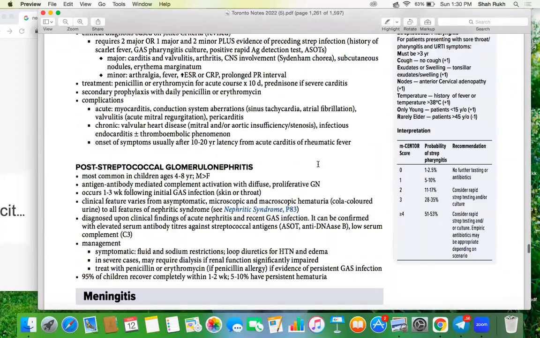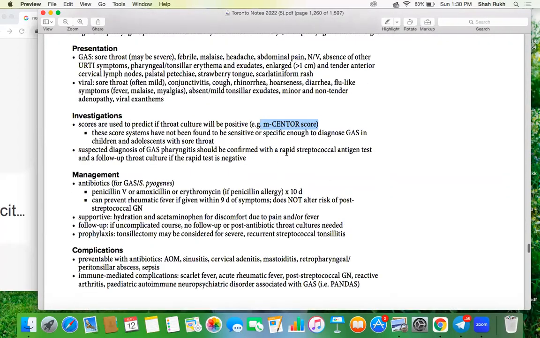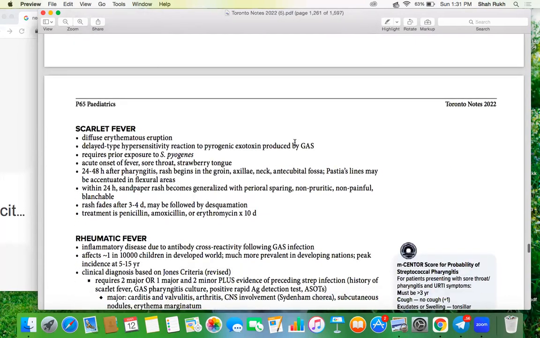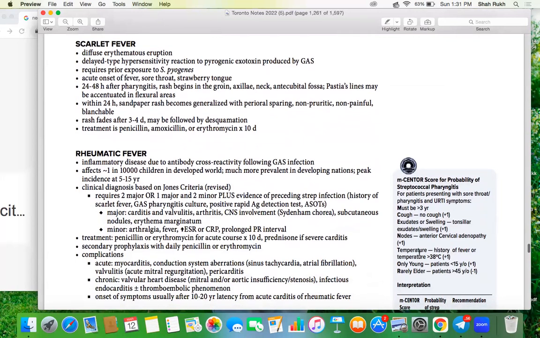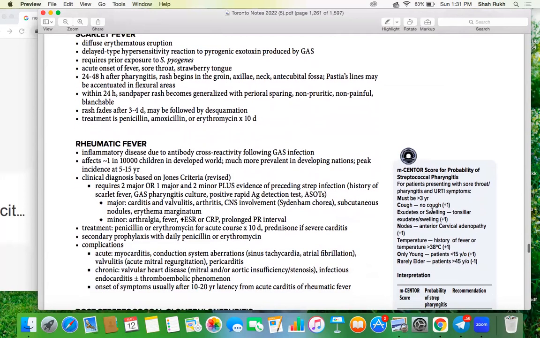I think it's not written here. It's written in the family medicine, so you can read which one is the Centor score. It's here, I think. The Centor score is basically for streptococcal pharyngitis in a patient presenting with sore throat, pharyngitis, and upper respiratory tract infection. So you have to put all of the features given in the scenario into this, and on the basis of that, you need to see what you are going to do next.